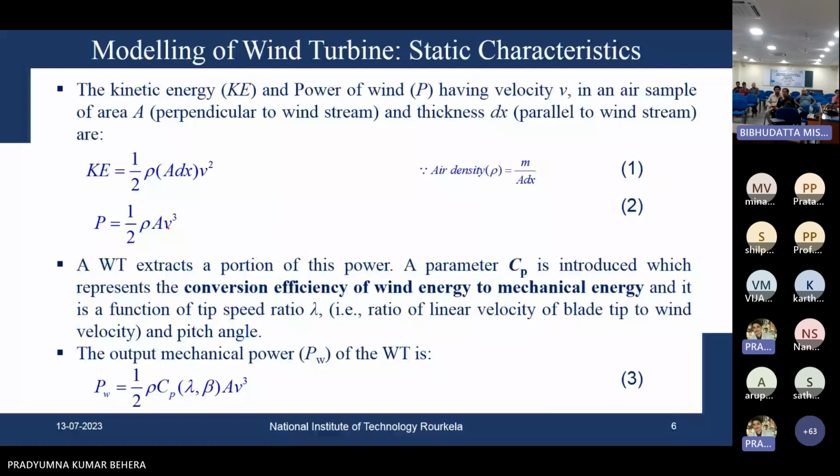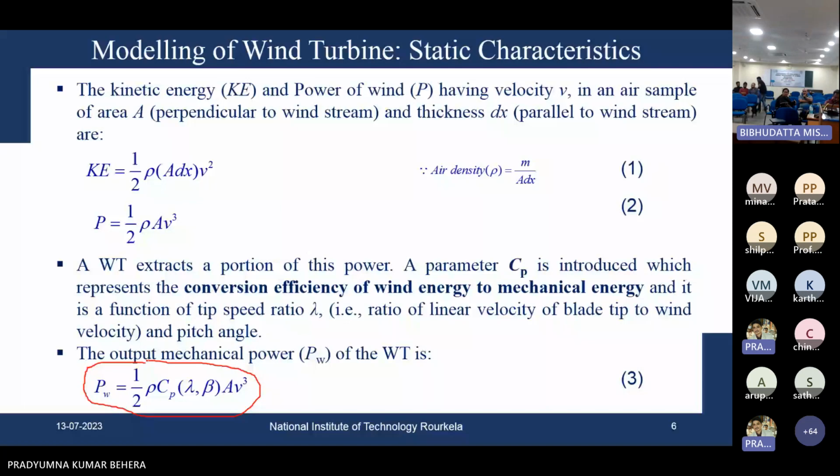However, it is not possible to extract 100% power from the wind. So a parameter Cp is introduced, which represents the conversion efficiency of wind energy to mechanical energy. It is otherwise known as the power coefficient of the wind turbine. The parameter Cp is a function of the tip speed ratio, that is the ratio of linear velocity of the blade tip to the wind velocity, and the pitch angle. The output mechanical power of the wind turbine is half rho Cp A v cube. This is one important equation which will be used while modeling the wind turbine.